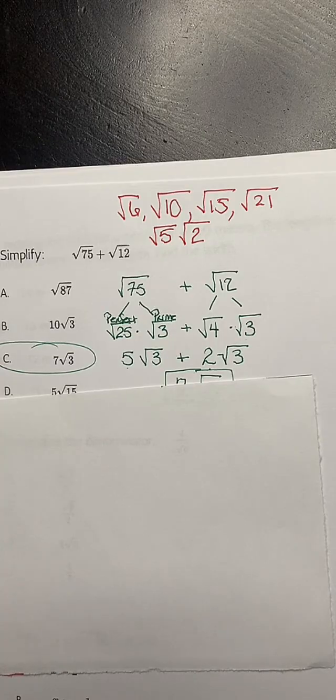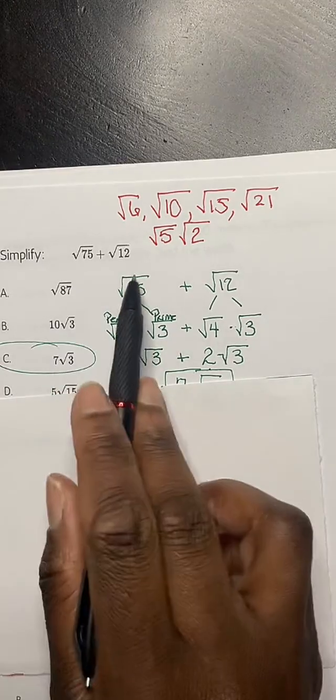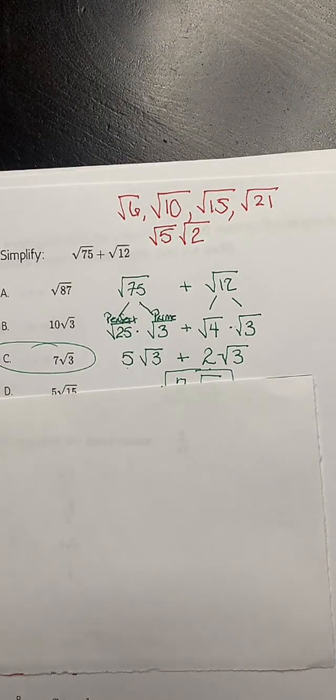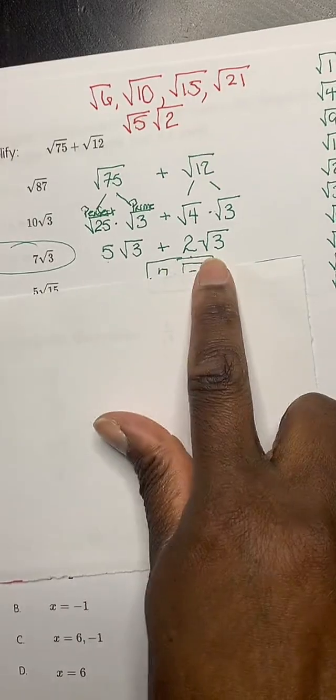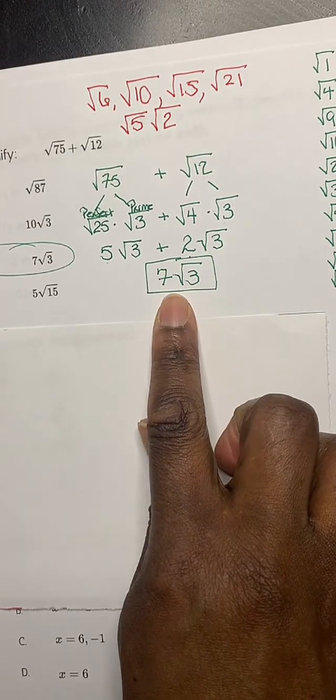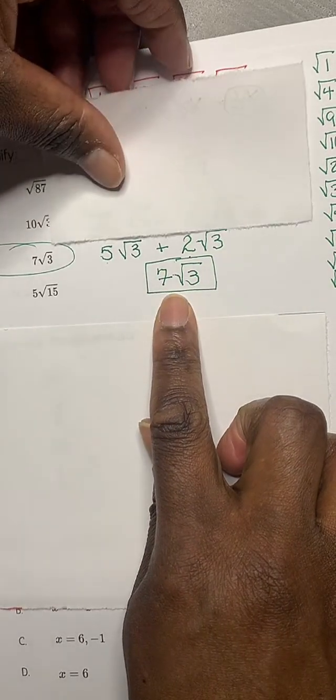So when you're adding and subtracting and you're dealing with radicals, you want to make sure you are breaking stuff down. You have to have the same radicals in order to combine. So there you go.